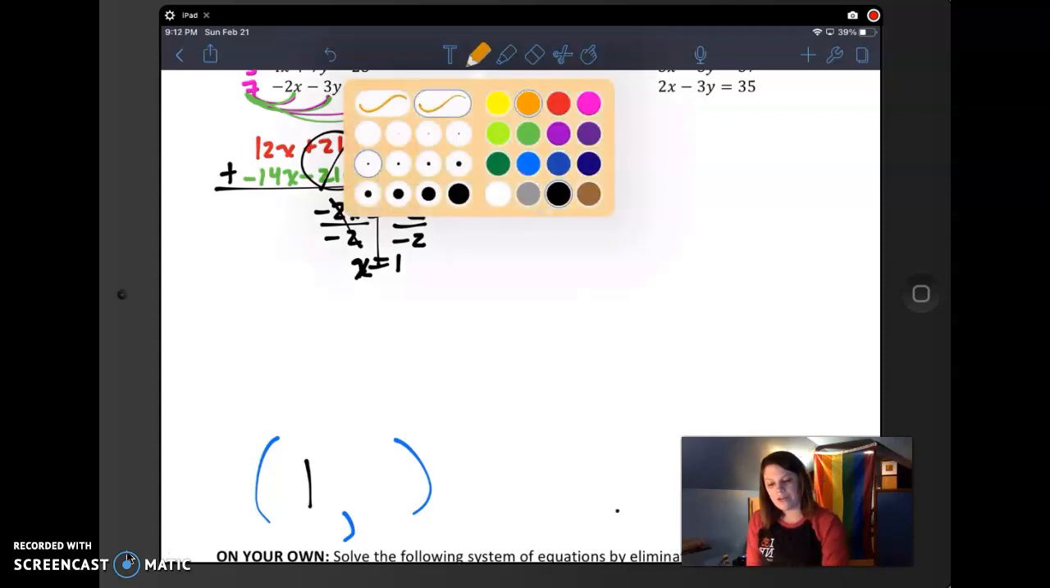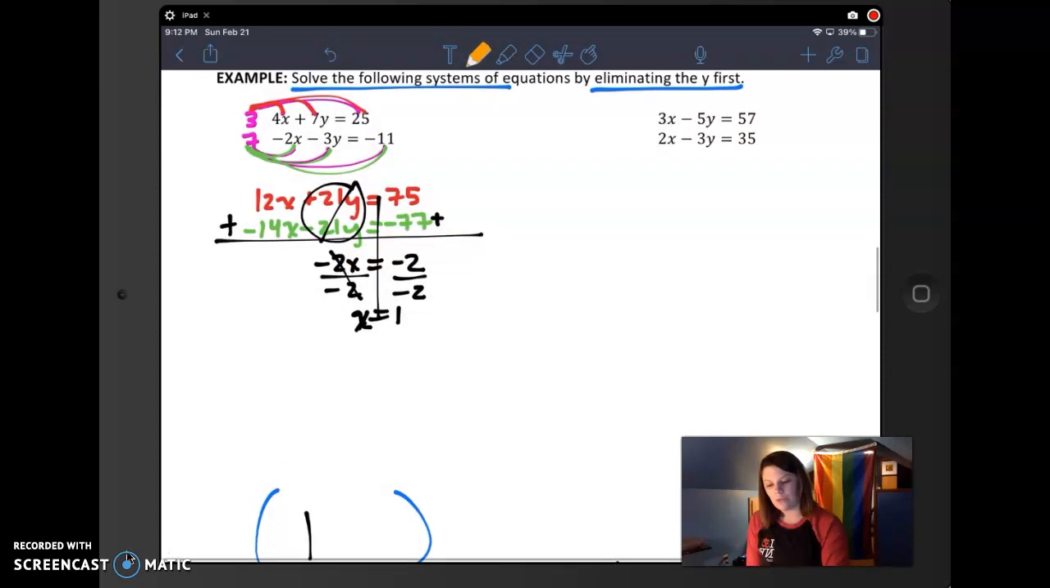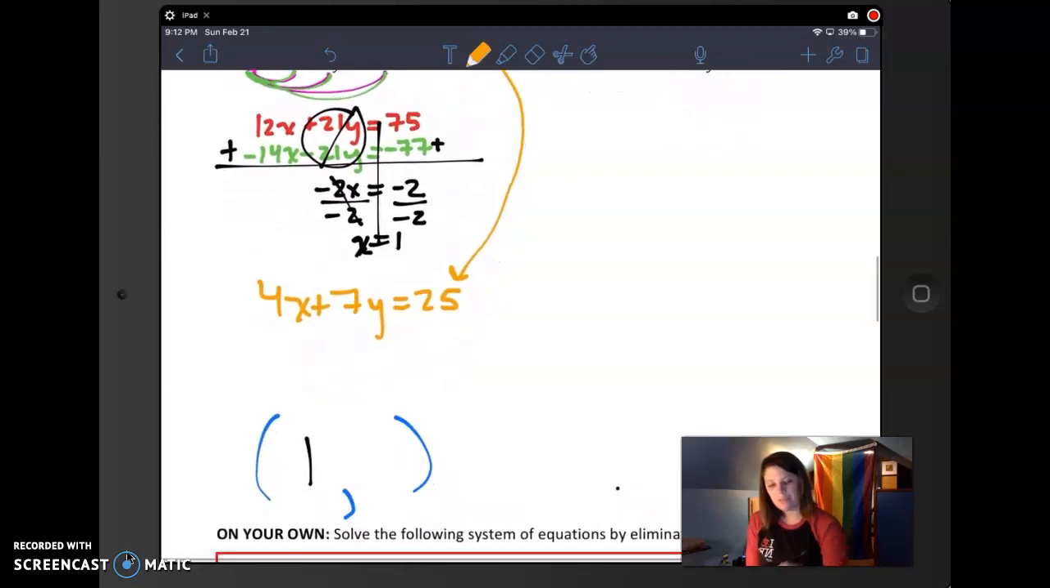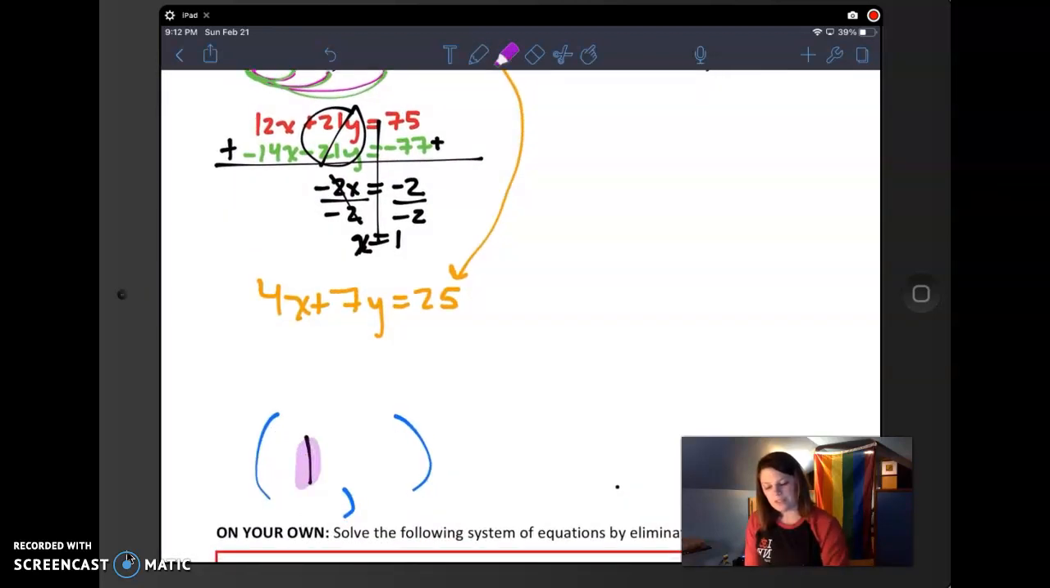We're going to go back just like I always do, and we grab that top equation, 4x plus 7y equals 25. And we use our previous answer, which was that x is 1. And that'll help us to solve for the y value. All right, don't forget you have to multiply first before you can solve. And I'll get this out of the way here.